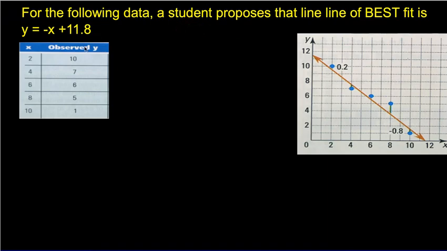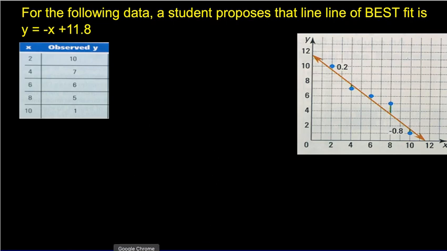So this is a set of data. It's plotted over at the right with a student's line of best fit. They say it is the best fit for this data: negative x plus 11.8, and it's drawn on there. And you might be skeptical of this. You might say, well, I think there's a better line.